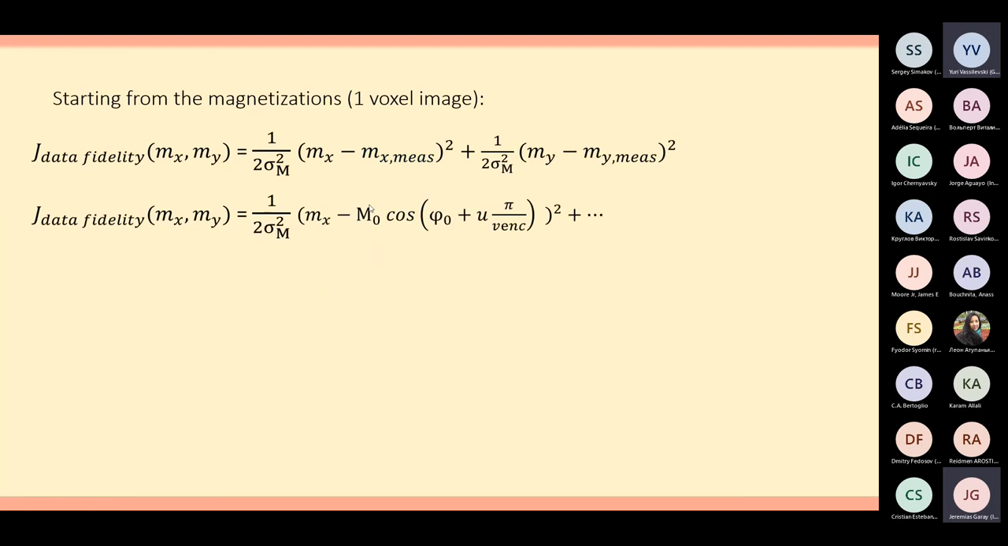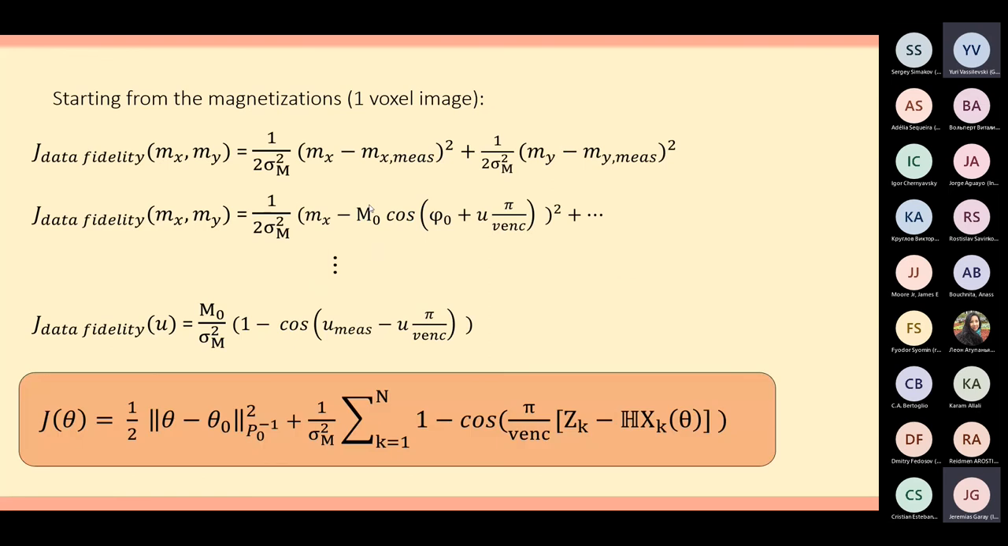And now we will assume that you are looking for the magnetization with the same modulus and the same reference phase. If you do so, you can factorize this M0 out of the functional, and then, using all the standard trigonometrical identities, you can get to this formula with this cosine. And at the end, you change your variable to the velocity. So this is for one voxel image, and then if we generalize for n voxels, naturally this sum will appear. So that is, in simple words, as simple as I can say now, why we choose this new functional.